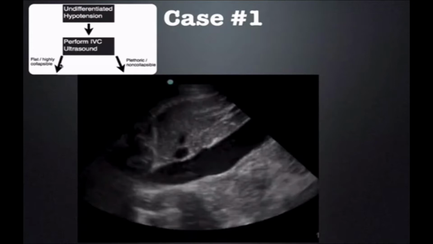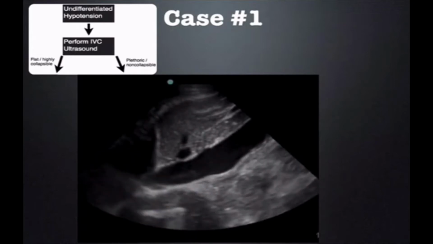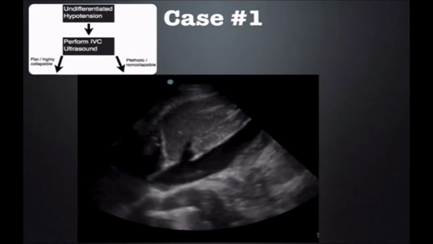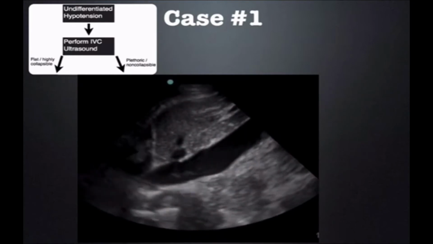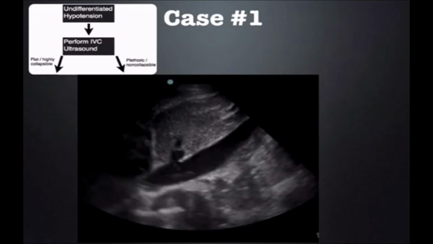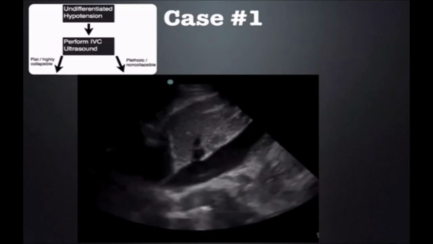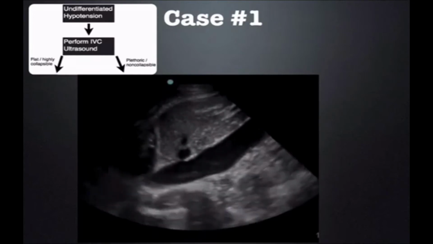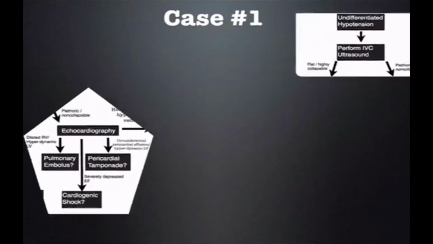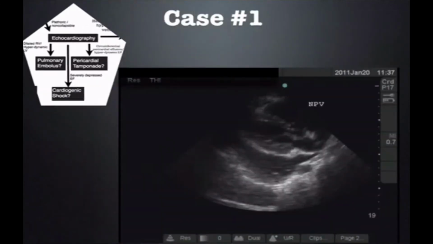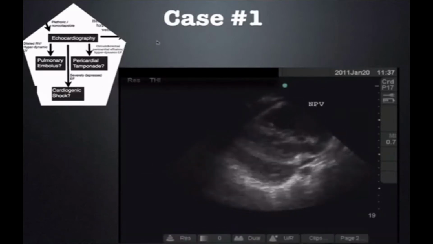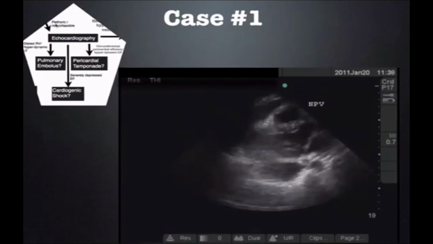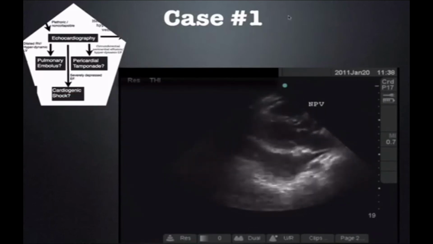performing an IVC ultrasound. All right, and clearly you can see there that we have a plethoric non-collapsible IVC. So where do you want to go from here? Well, I recommend you take a look at the heart. Could this be an obstructive shock of some sort? So this is what we did. Now we have a circumferential pericardial effusion with a plethoric non-collapsible IVC.